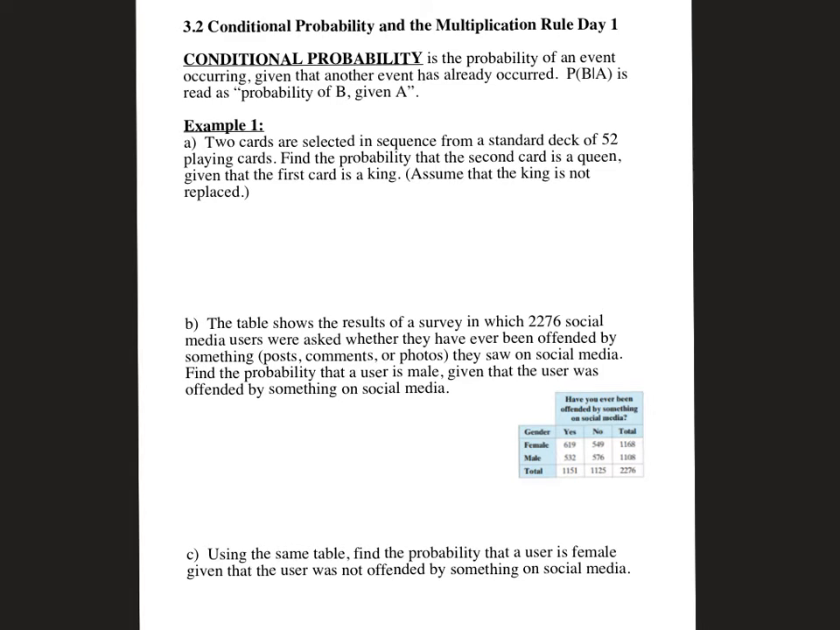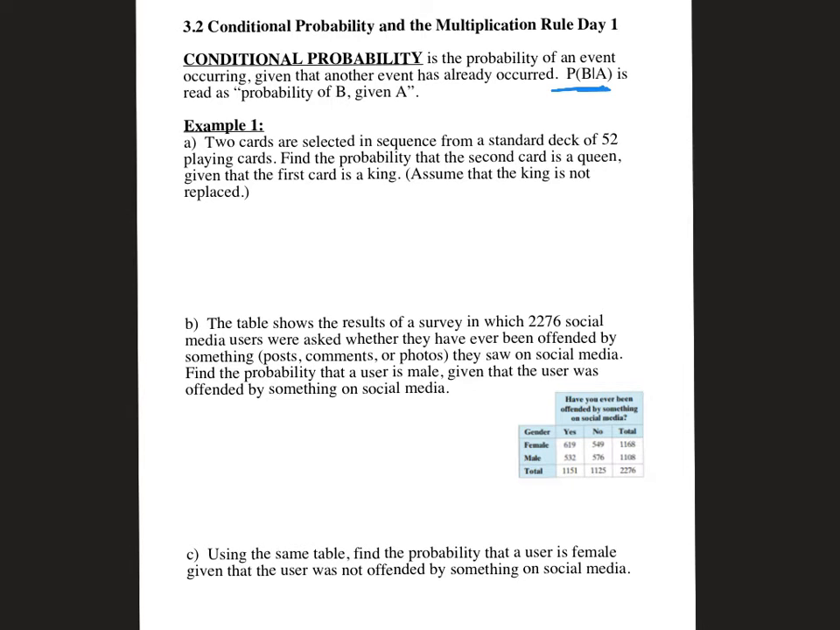All right, guys, we are looking at section 3.2, conditional probability and the multiplication rule. This is our day one. We're going to get through examples 1, 2, and 3. So we're going to talk about conditional probability. It's the probability of an event occurring given that another one has already occurred. This right here, the probability of B with the long vertical line, A, is read as probability of B given A.